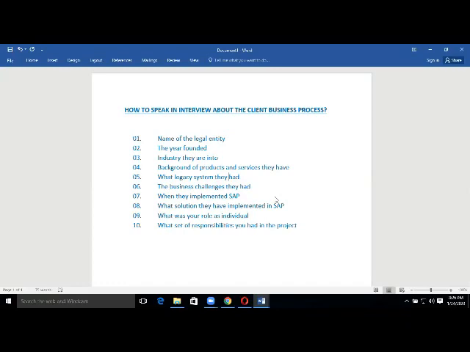I have given you complete information, 3 to 4 pages of information, but you cannot highlight all those 3 to 4 pages about the client business process. So what do you have to keep in mind when you speak about it? In an interview, this is what you have to highlight. First, you have to speak on the name of the legal entity, who is your client, the name of the legal entity, and the year they were founded.